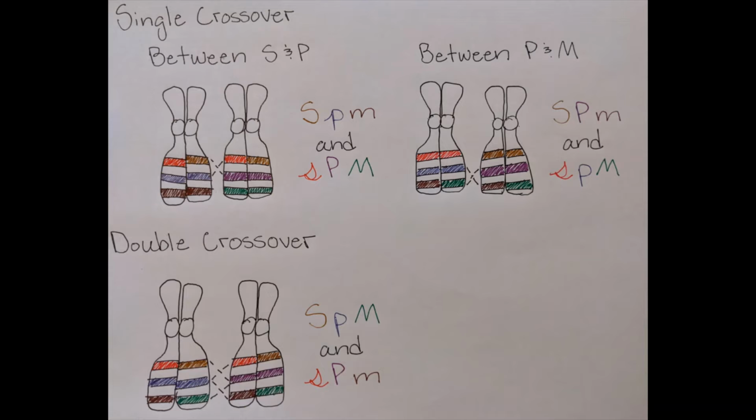First, we will cover the single crossover between the S and P loci. This event produces short blue tall and long purple mini gametes. A single crossover can also occur between the P and M loci. This event produces short purple tall and long blue mini gametes. A double crossover event can also happen, and this event produces short blue mini and long purple tall gametes.